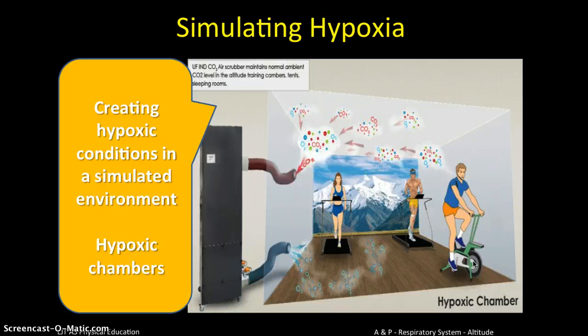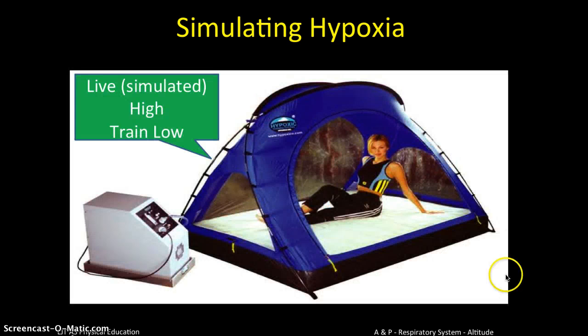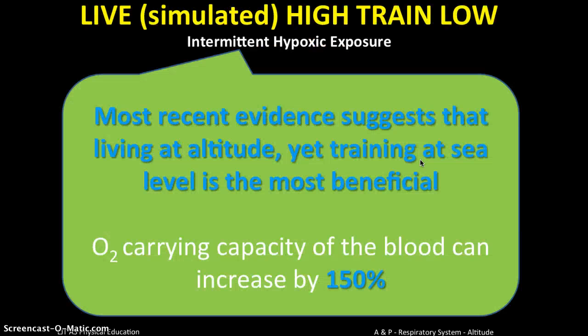So then we've got simulated hypoxia, so hypoxic chambers or altitude tents, or tents which you might sleep in. So you train in normal sea level conditions and perhaps sleep in altitude tents. So live high, train low is the best outcome.